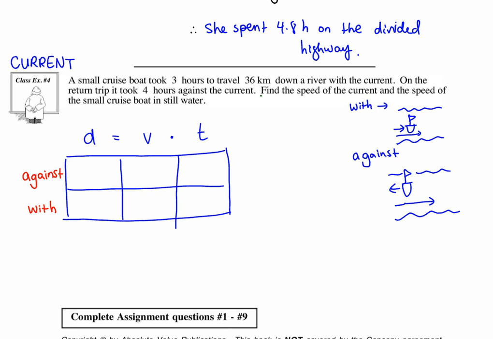So we're still looking for the speed of the current. That's going to be a variable. What do you want to call that? I can't speak today. Okay, current. What variable do you want to be the speed of the current? C. Sure, that's a great idea. We're going to let C be the speed of the current. And we're also looking for the speed of the small cruise boat in still water. What variable do you want to use for that? W. How about we use B for boat?